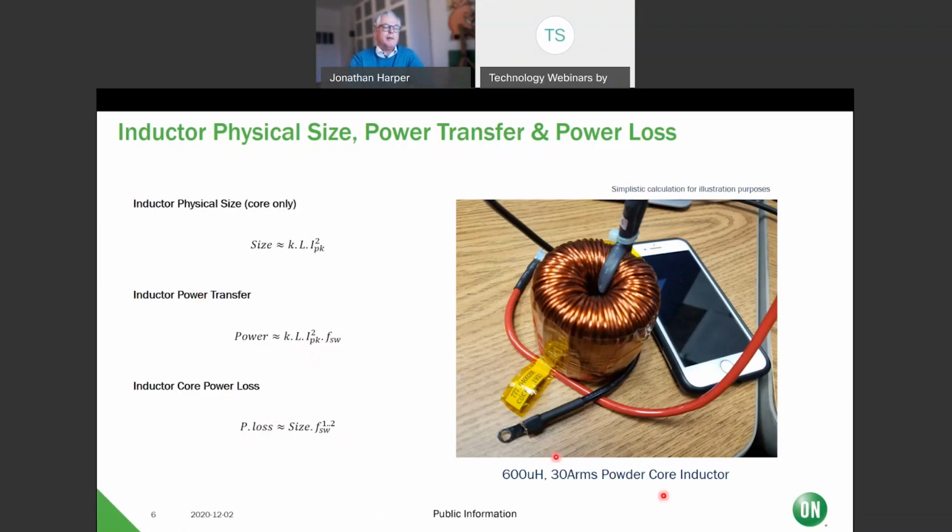Here I'm showing what is often used in the market, which is a powder core. These are quite big, and you can see from the iPhone here the size of this. It's a 600 microhenry, 30 amps RMS inductor.